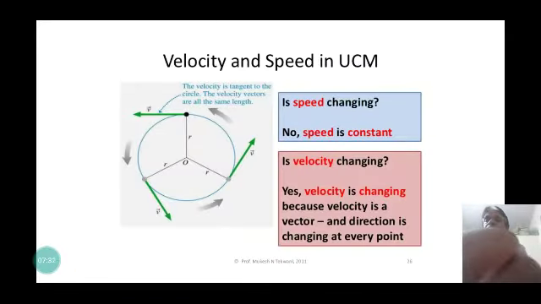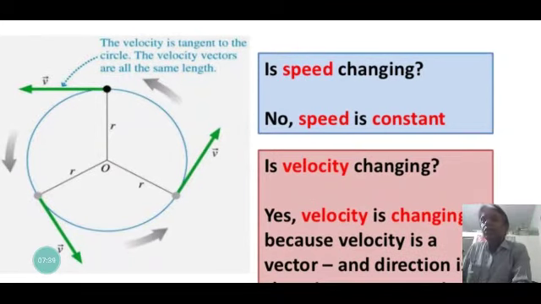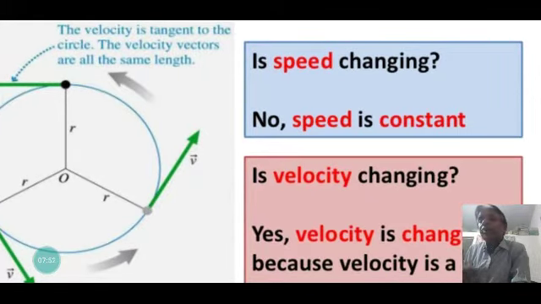Next we will discuss velocity, speed and uniform circular motion. Here, as we discussed earlier, the velocity of an object moving on a circular path continuously changes, but the speed is constant. The direction of velocity at any point on the circular path is along the tangent drawn at that point.